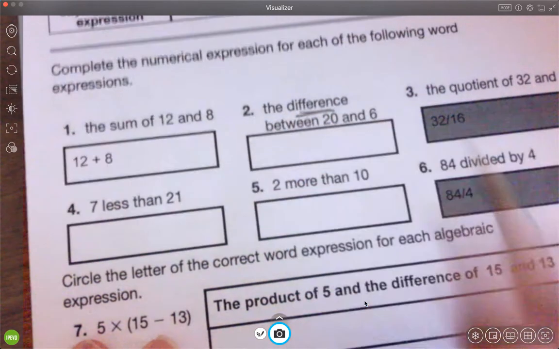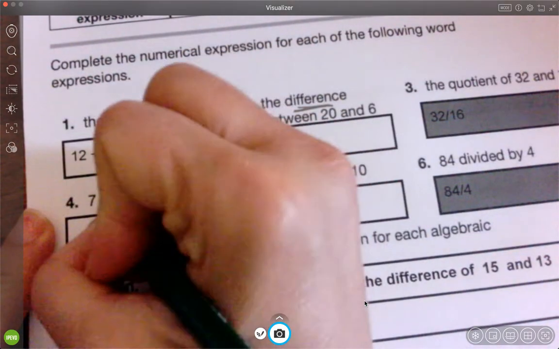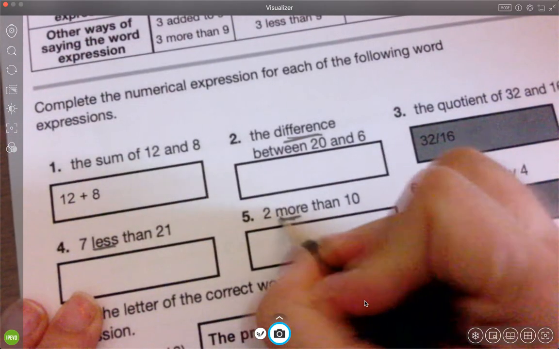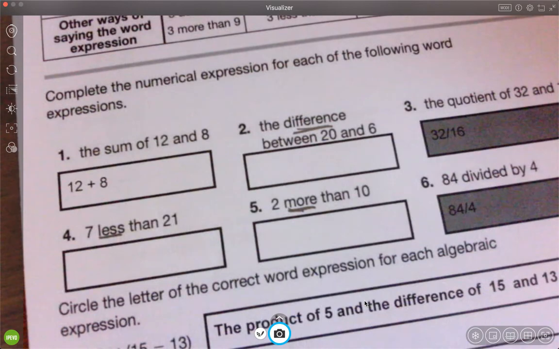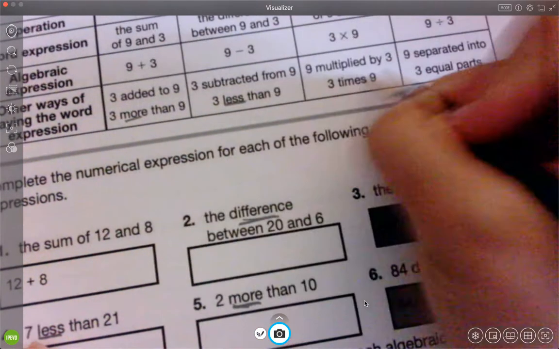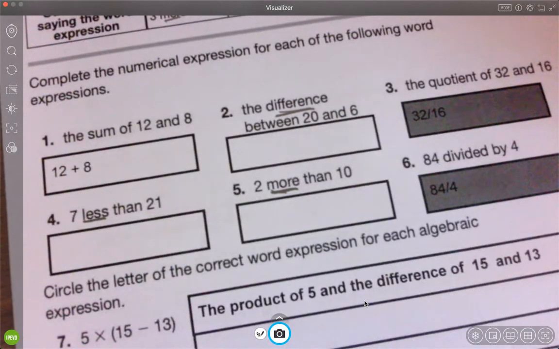So think about, what would that be? The difference. Again, we're thinking about subtraction. 7 less. Which one of these up here means less? 2 more. It's getting right, then 10. Which one of these shows more, right? We've got more, we've got less, we've got times, and we've got equal parts. Okay? The product of, and I did this one for you too.